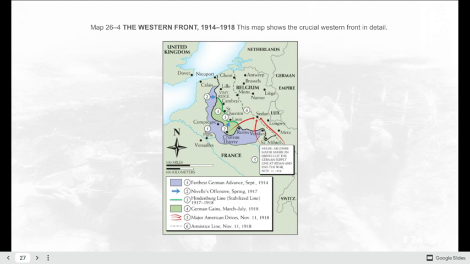On the Western Front, you can see the territory where things get bogged down. The farthest German advance is in purple, and so they don't really make it too far into the country. There's attempts to push out, but you'll see the biggest rout will happen when the Americans get involved by the red arrows here on the right-hand side.